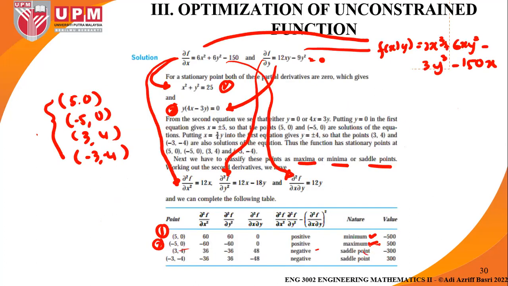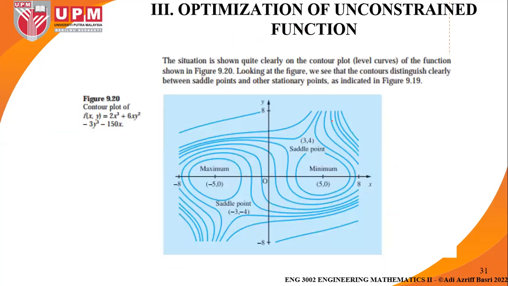So we can put the nature of saddle point here. Then this is the main value, calculate. And the final point is negative 3, negative 4. So you get the first negative, the second derivative of y positive, and the derivative of delta x, delta y become negative. So when you calculate based on this equation, you will get negative value. So we know it as a saddle point. Then the value is 300 positive. Okay, so this is how for you to calculate the point.